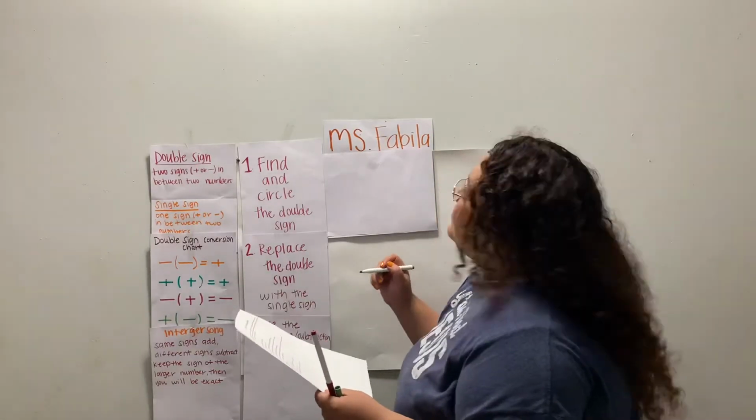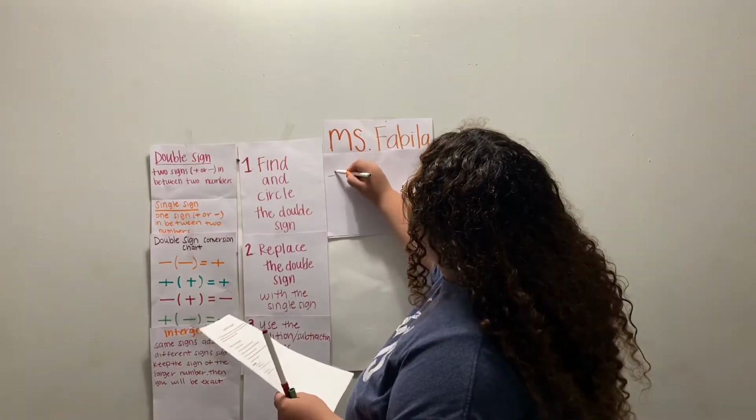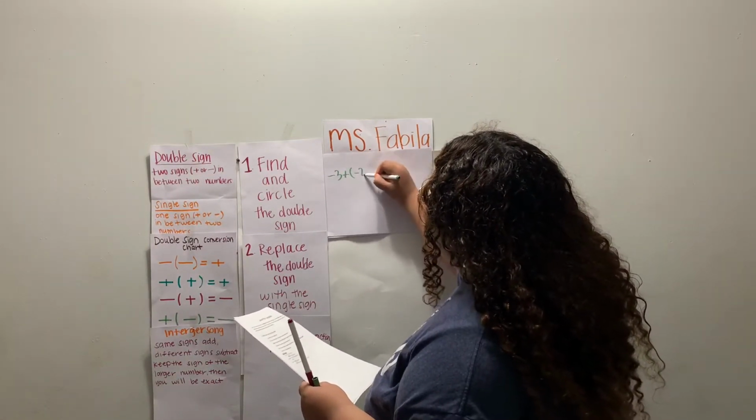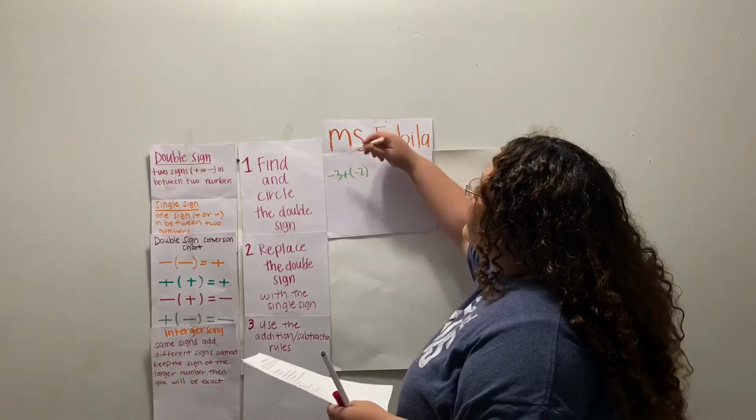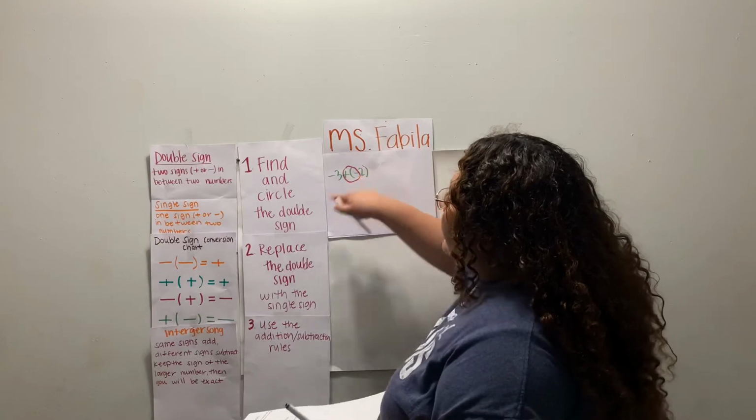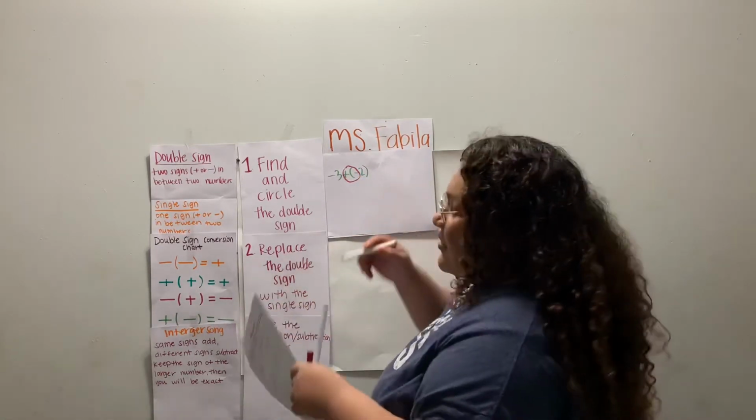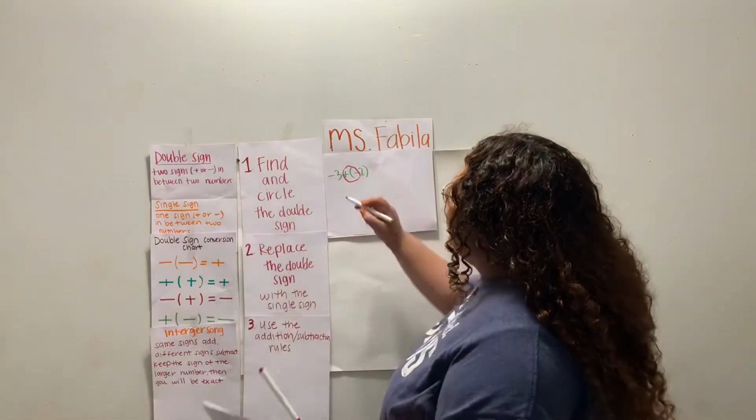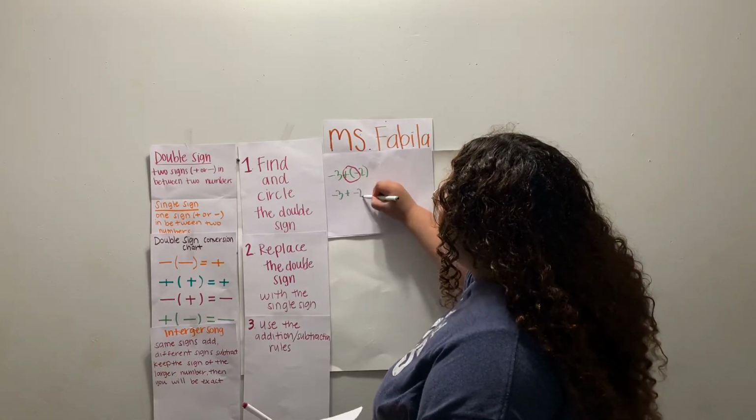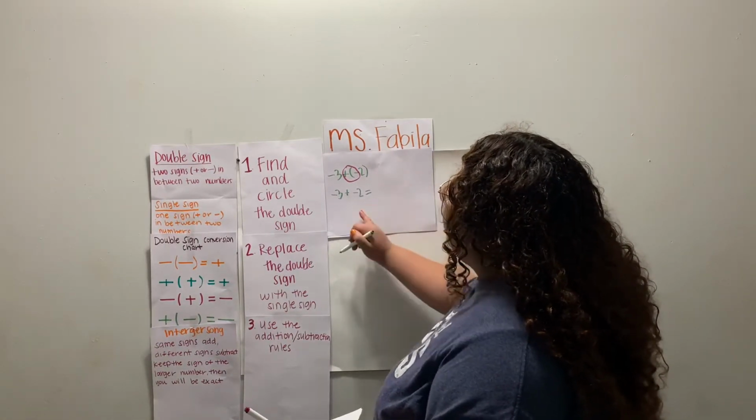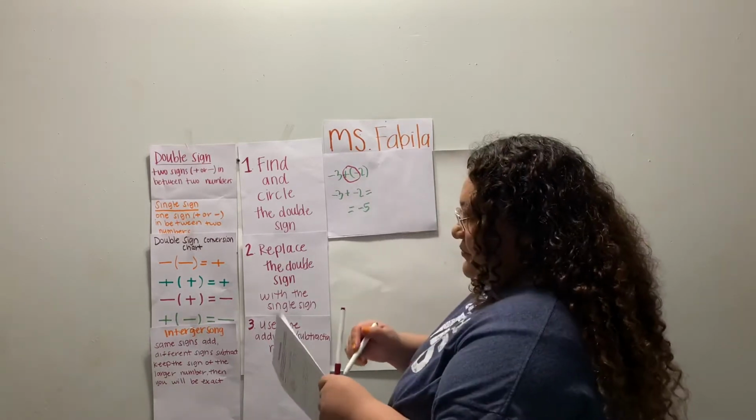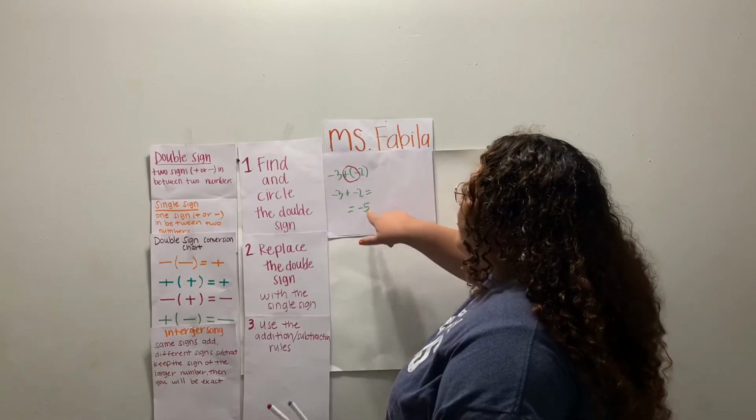Now we're going to do a practice problem. Our sample problem that we will be doing today is -3 plus parentheses -2. The first thing you have to do is circle your double sign, and a positive and a negative gives you a negative. So our problem turns into -3 plus -2. And then you solve, and when you solve, that gives you -5. So our answer to the problem would be -5.